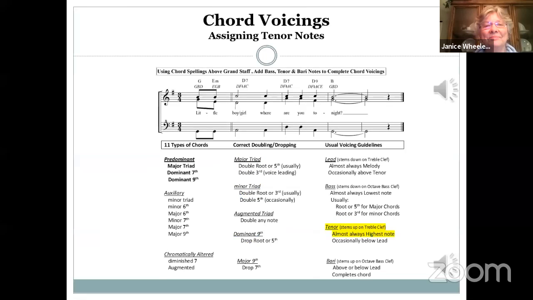So next we'll add the tenor note. And the tenor, we know, has stems up on the treble clef and is almost always the highest note. So looking at the GBD chord, we have to make a decision on what we would give the tenor. The tenor in triads often gets the third, not always. But if we gave the tenors a D, it would be quite far away from the lead note. So let's try a B for the tenor for that first little.